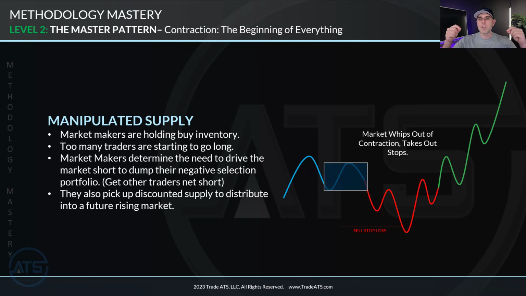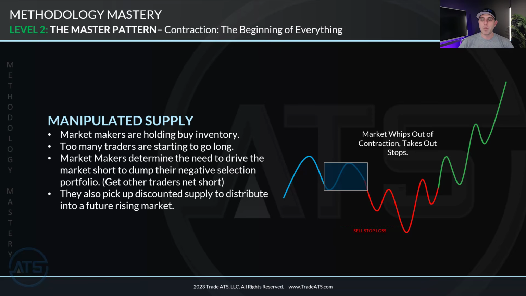If too many traders are buying, that means the market maker is starting to get net short. That's a problem if the market maker knows the market's going higher. They're going to lose tons of money if they don't do something about that. So what do they do? They drive the market short. They pick up those stop loss orders from all the traders that are net long. They push them to that pain threshold price. And what does that do?